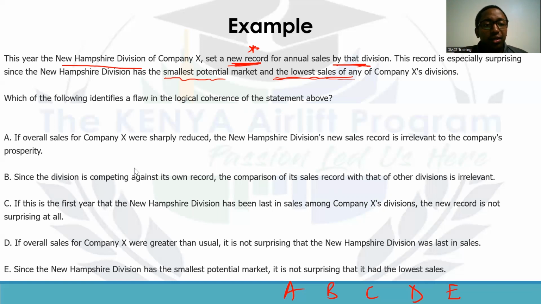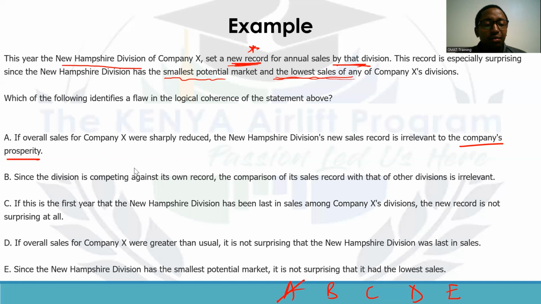So A, if overall sales for company X are sharply reduced, then New Hampshire's division new sales record is irrelevant to the company's prosperity. So of course, we see an introduction of company's prosperity, which hasn't been mentioned in our stimulus, so it can't possibly solve this flaw of reasoning. So for that reason, you can eliminate A.